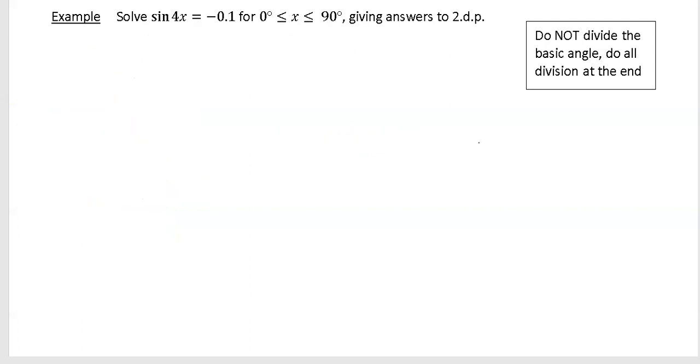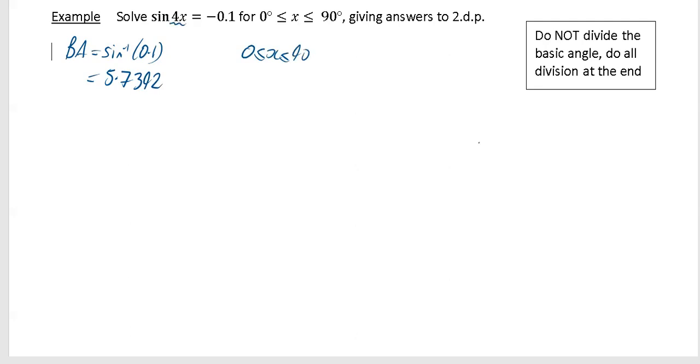Okay, so this example says solve sine 4x equals minus 0.1 for 0 is less than or equal to x is less than or equal to 90 degrees, giving your answer to 2 decimal places. I'm actually going to work to 4 decimal places here. So the first thing I'm going to say is my basic angle. My basic angle is equal to sine to the minus 1 of 0.1. And if I do that, I'm going to get 5.7392. And that was for 0 is less than or equal to x is less than or equal to 90.